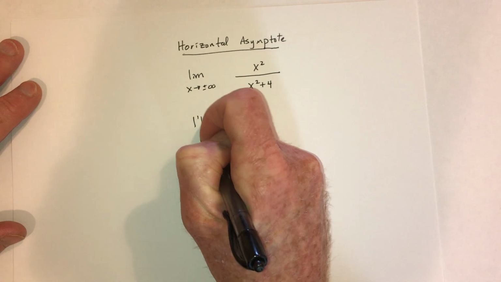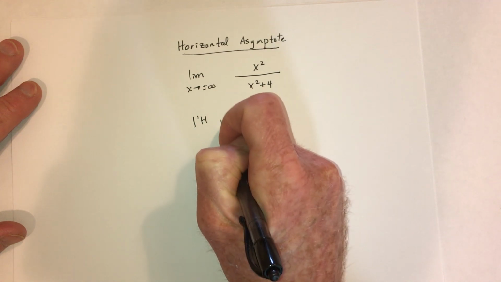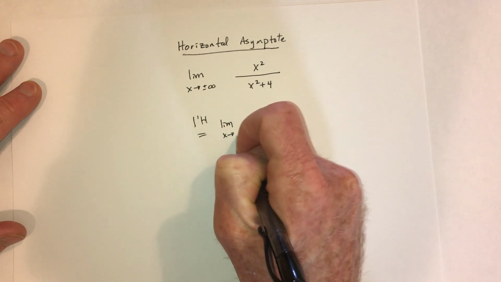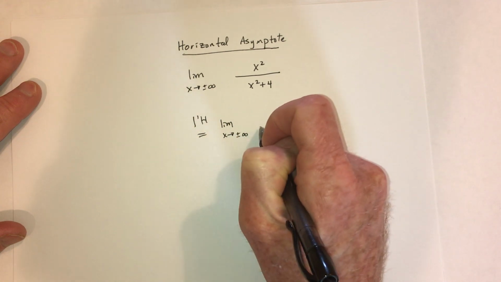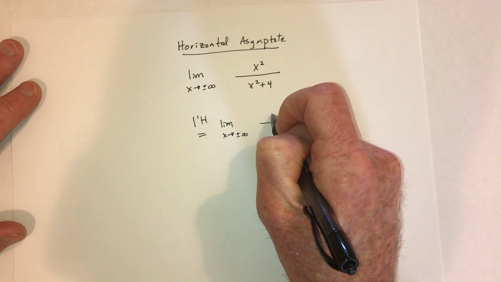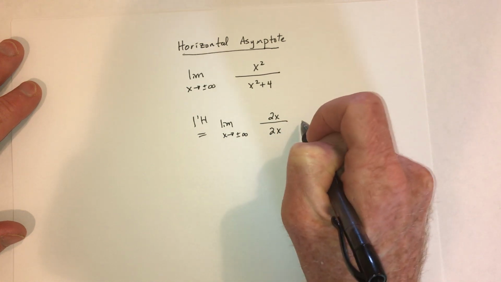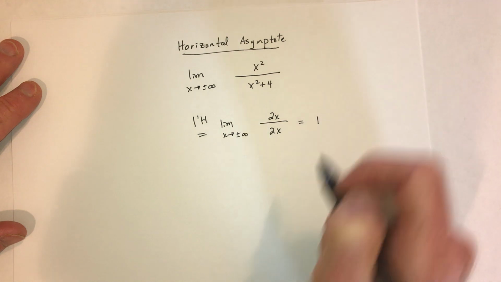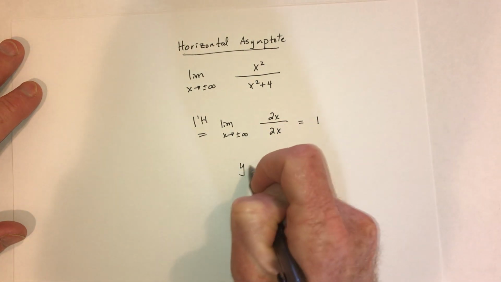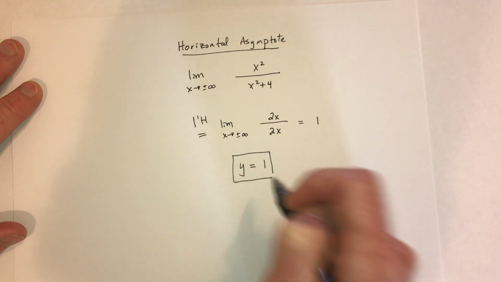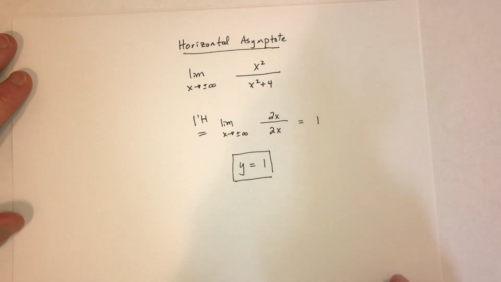Then use L'Hopital's rule. That'll be the limit as x goes to either positive or negative infinity. The derivative on the top is 2x. The derivative on the bottom is 2x. And 2x divided by 2x equals 1. So what I saw in the calculator is actually true. y equals 1 is the horizontal asymptote.